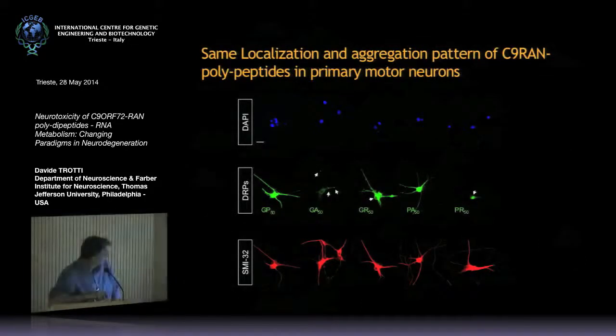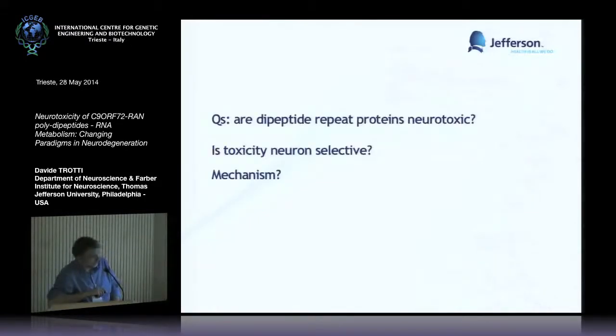So now, back to the $1 million or one NIH grant question. Are these dipeptides neurotoxic? And if they are neurotoxic, is the neurotoxicity selective to the neuronal type?